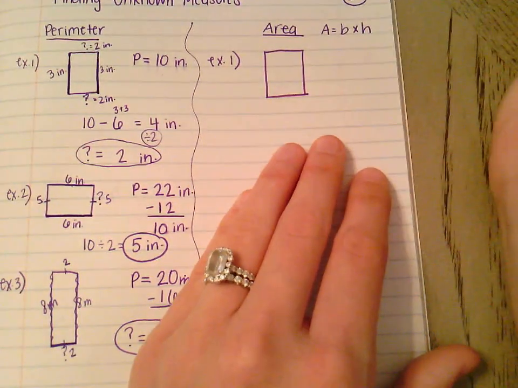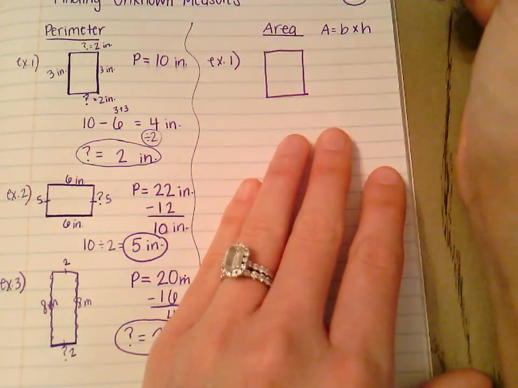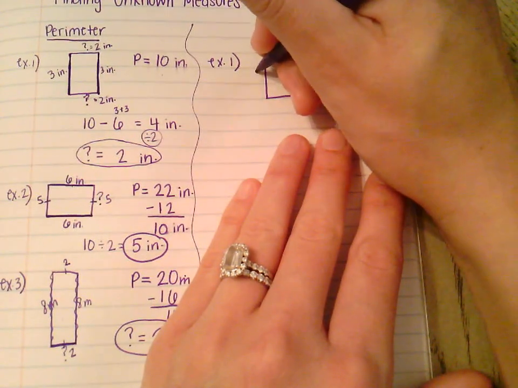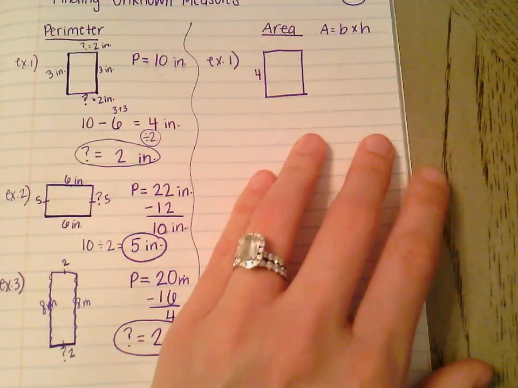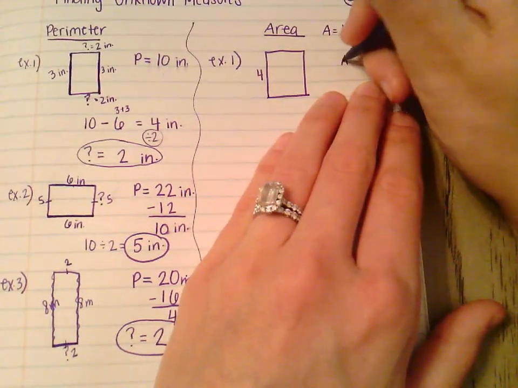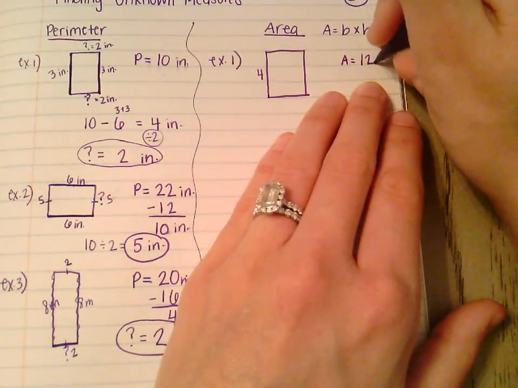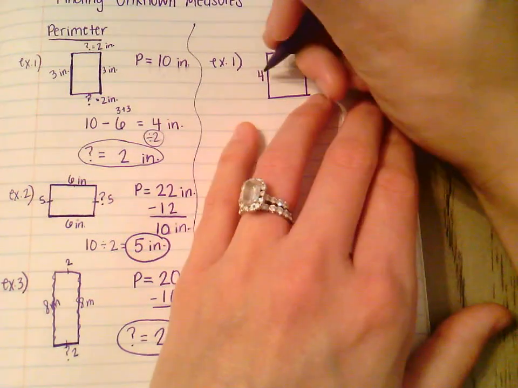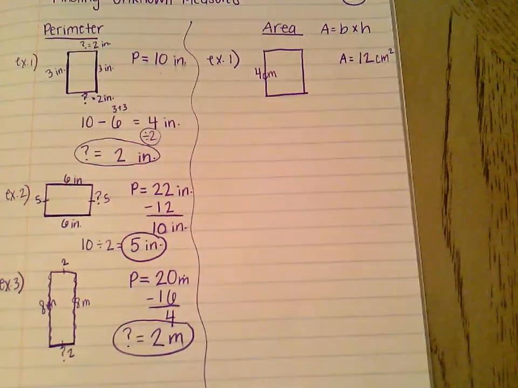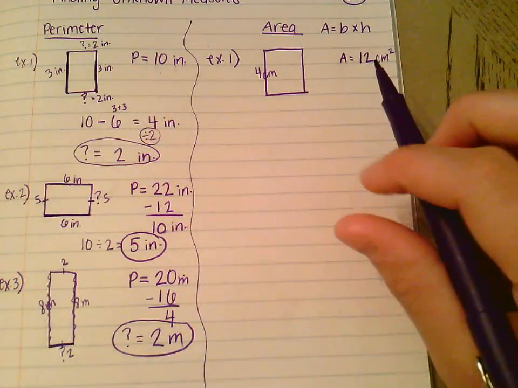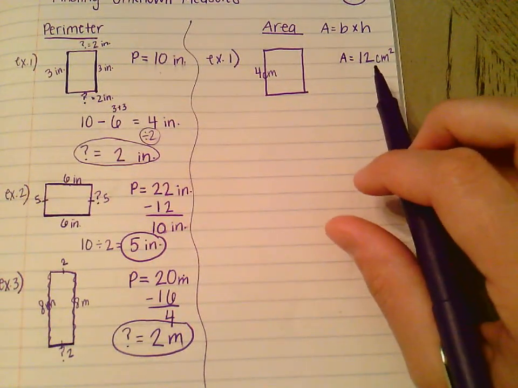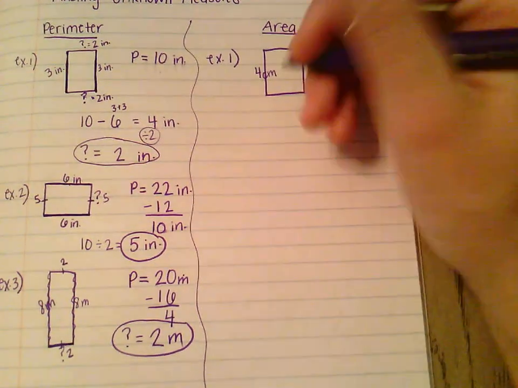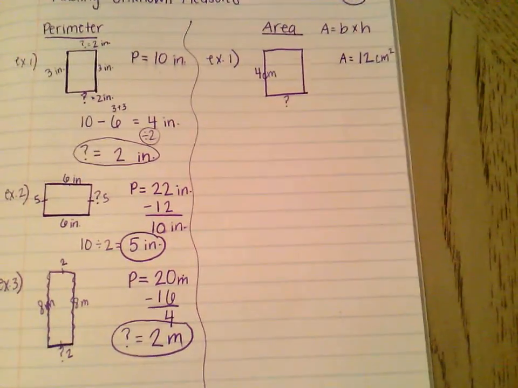Or not triangle, sorry, rectangle that looks like this. And I'm going to say this right here is 4. And my area equals 12. And we'll say centimeters squared. And this is 4 centimeters. Okay, so I know two things in this problem. I know my total area and I know the height. What I don't know is my base.